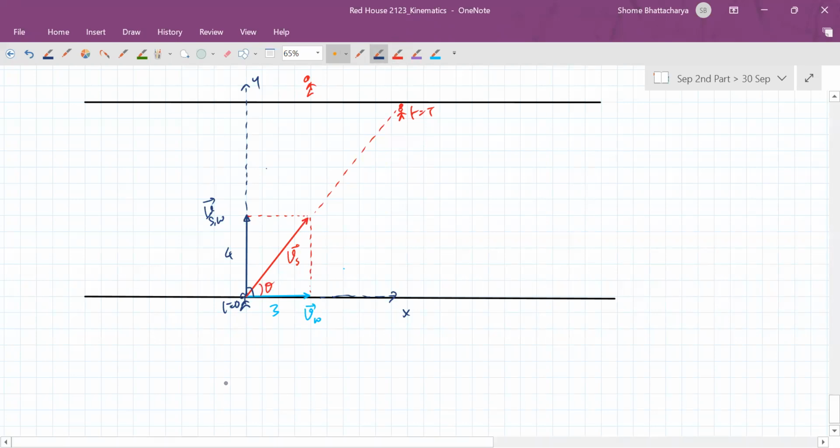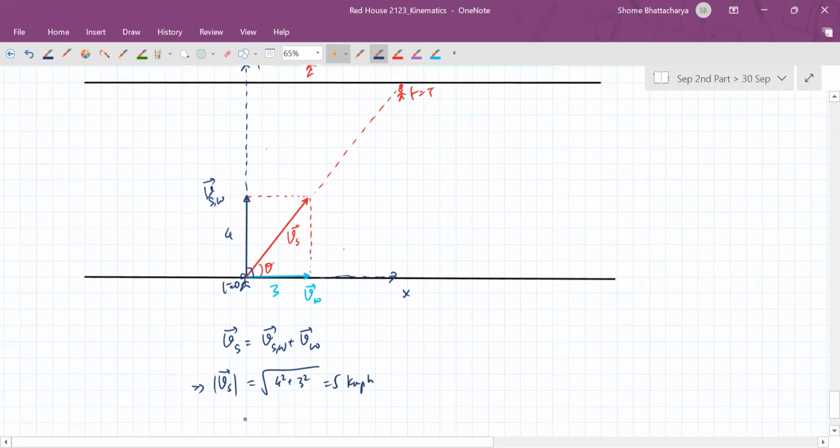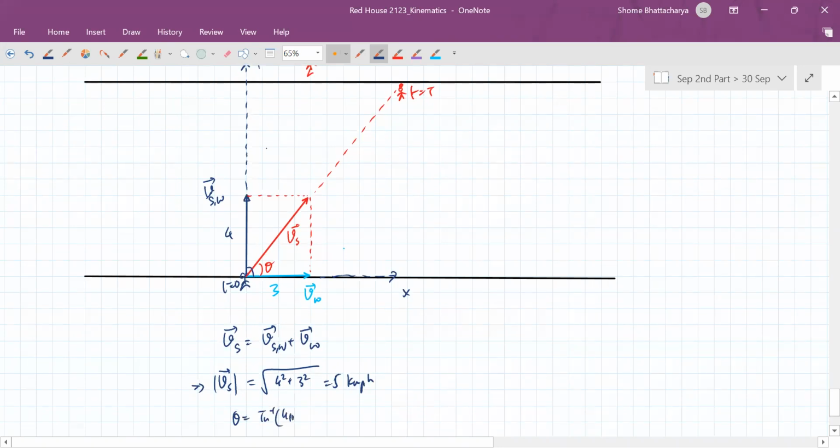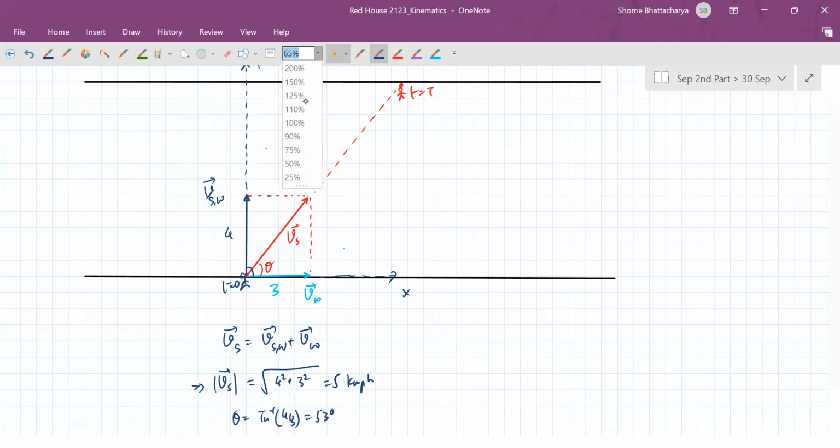Okay. So if you see this, velocity of the swimmer is the velocity of the swimmer with respect to water plus velocity of the water. So in this case, the magnitude of velocity of the swimmer, because they are perpendicular to each other, becomes square root of 25, so 5 kilometers per hour. And that angle at which he ends up moving will be tan inverse of 4 by 3 or 53 degrees. So this is one way we can solve the question.